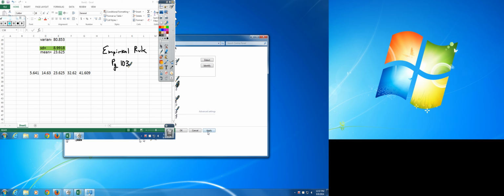Now, you also need to remember the percentages. You need to know those on each side of the graph, but we're not worried about that. That comes later. That comes in Z-scores. We'll do that in the next section.